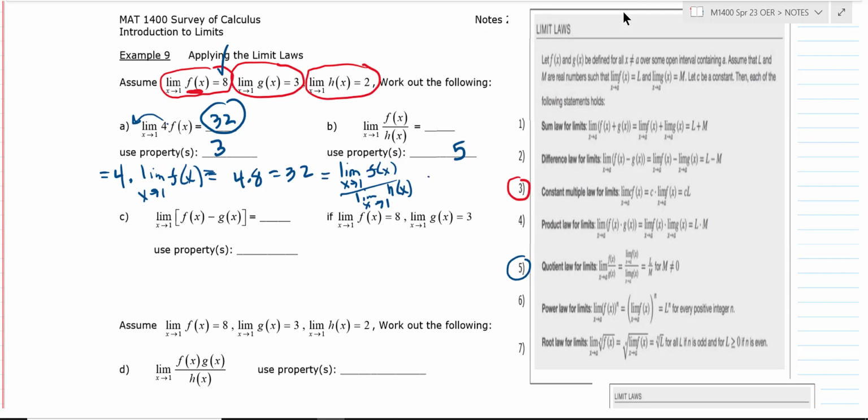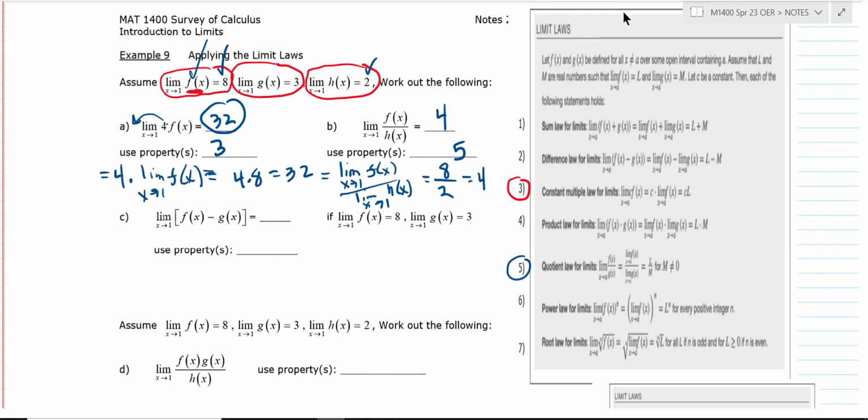Now, the part of the problem that students almost always do fine is just the arithmetic. I told you the limit of f of x was 8. That was given. I told you that the limit of h of x was 2. So we get 8 divided by 2 is 4. So that gives an answer to that limit of 4. So if you have a limit of a quotient, you can do the top and bottom separately. Any problems so far?